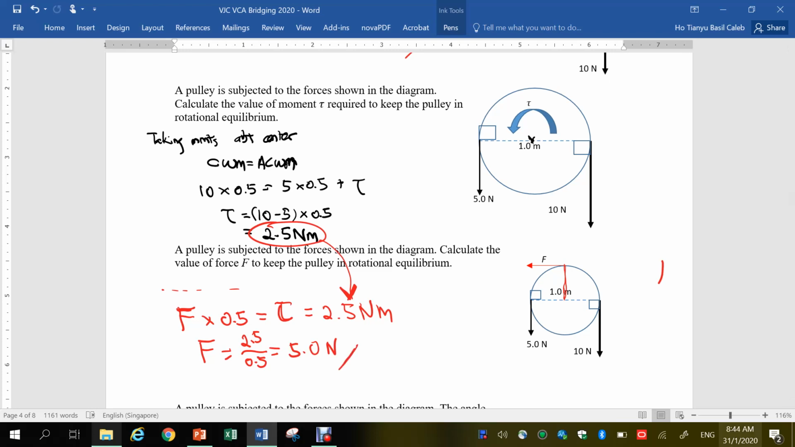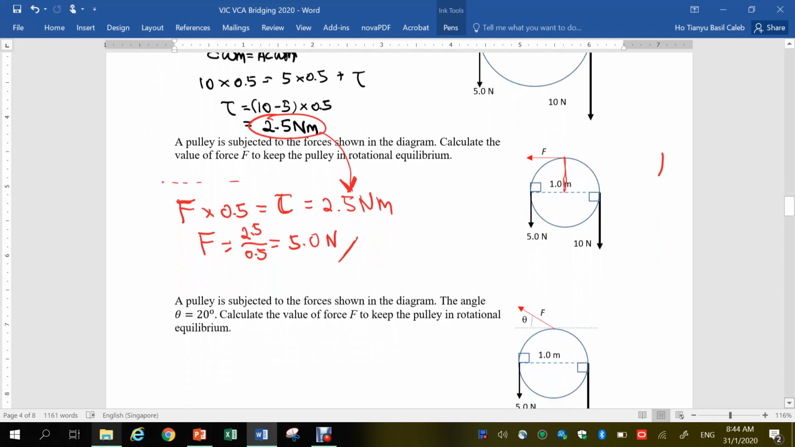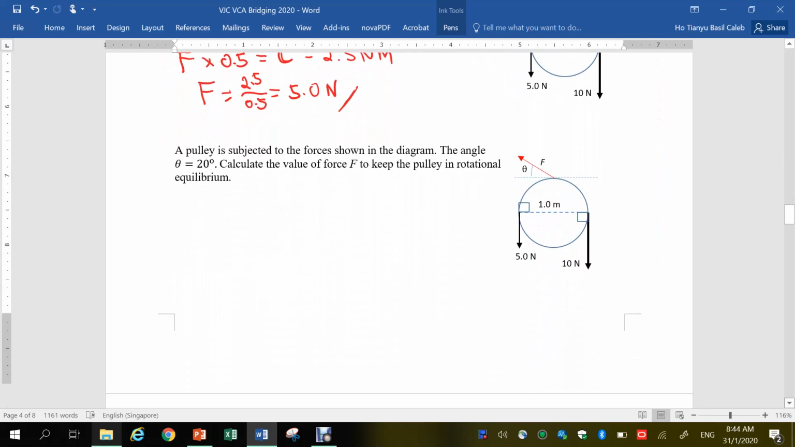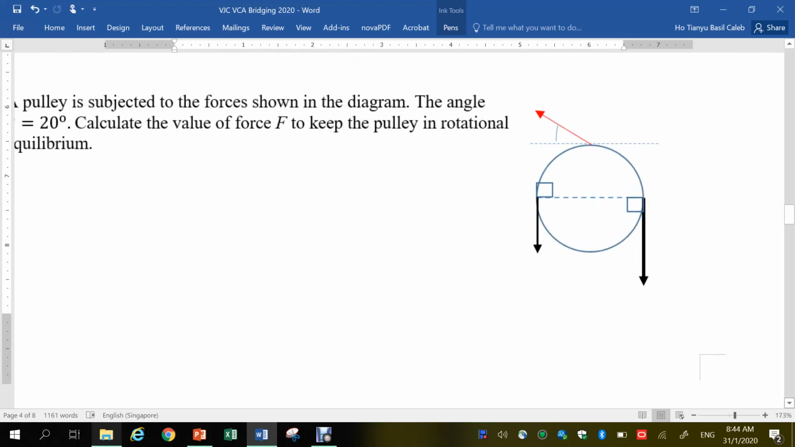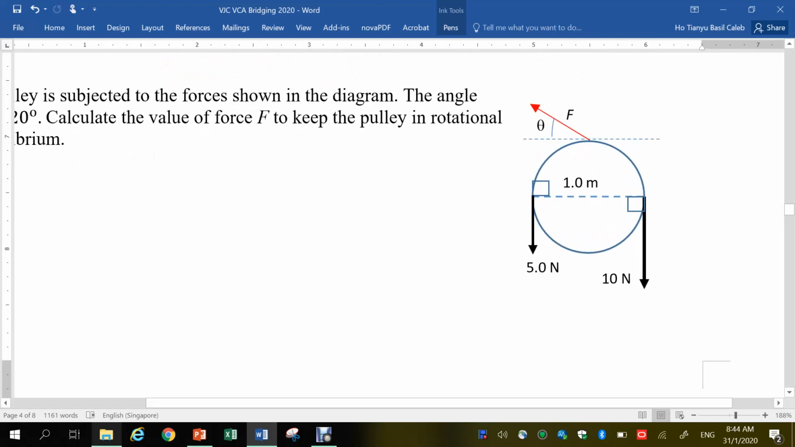Alright, let's now look at another diagram, the last one. The force F is now tilted at an angle, no longer perpendicular to the radius. What do you think is the value of the force? Would it be larger? Would it be smaller? Well, the answer is that it should be larger. Why is this so? Let's take a look.